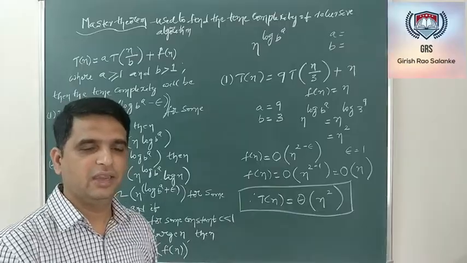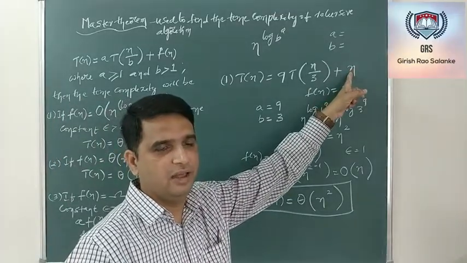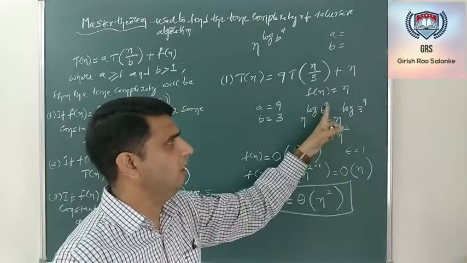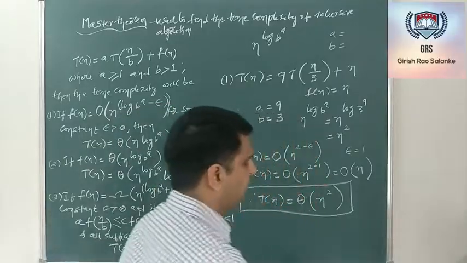Please note that in the first case, f of n should be asymptotically lesser when compared to n to the power of log a to base b. That is about the first case. Now coming to the second case.